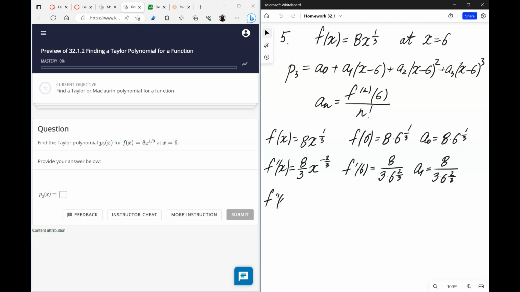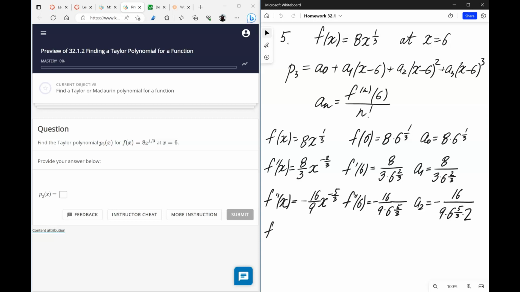Now we find the second derivative. It's going to be negative 16/9 x to the power negative 5/3. Evaluating the second derivative at 6 gives us this. So the second coefficient will be this derivative, but half of that, we divide by 2 factorial.